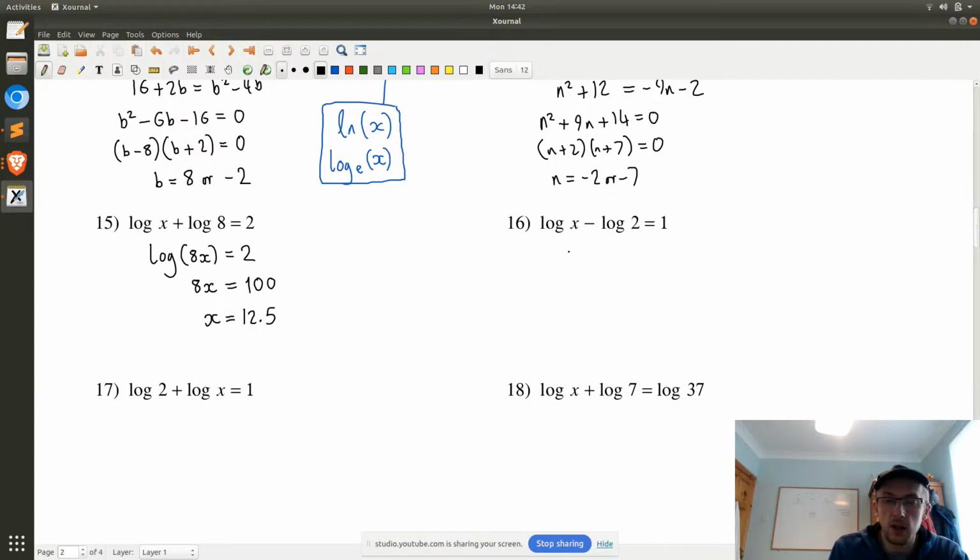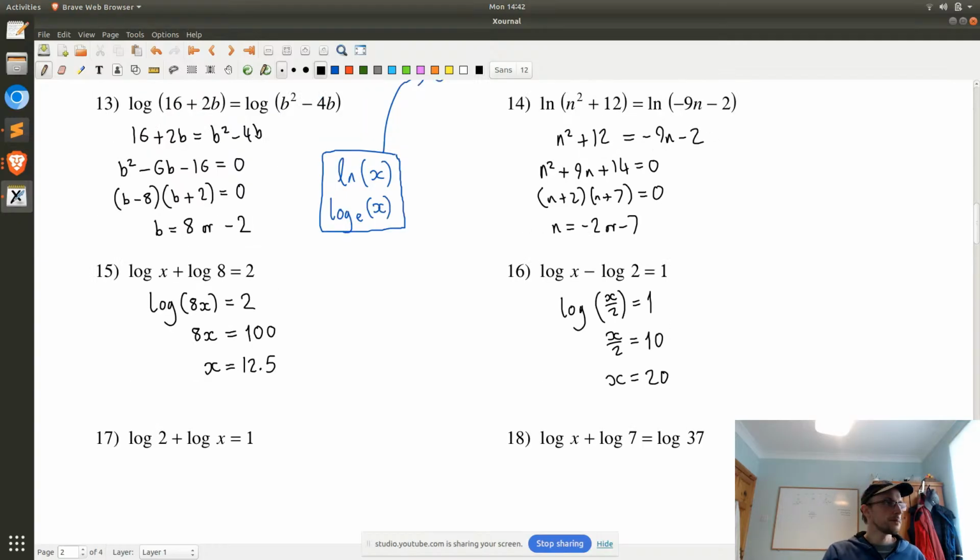Here, log of x take log of 2 equals 1. So by the laws of logs, log of x over 2 equals 1. 10 to the power of both sides, so x over 2 equals 10. So x is equal to 20. And now to check. 13th is fine. 14th is fine. 15th also good. And 16th is good as well.